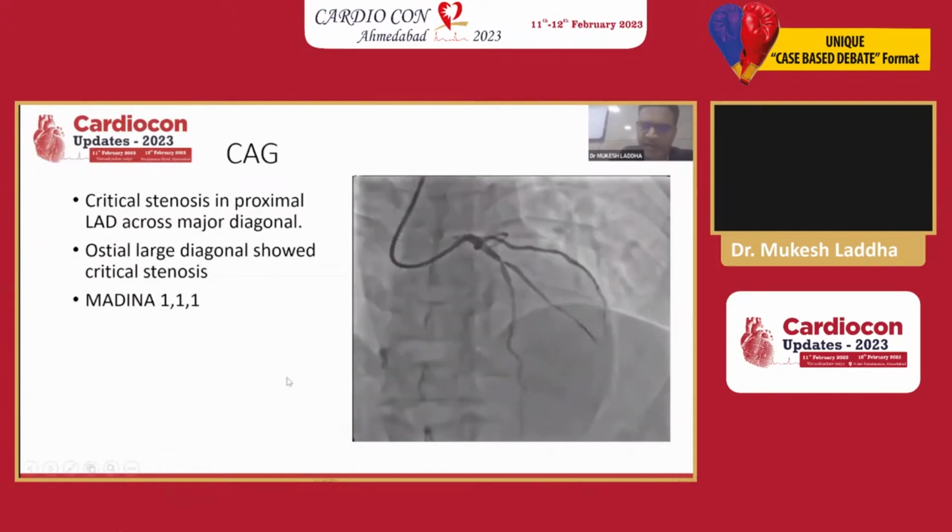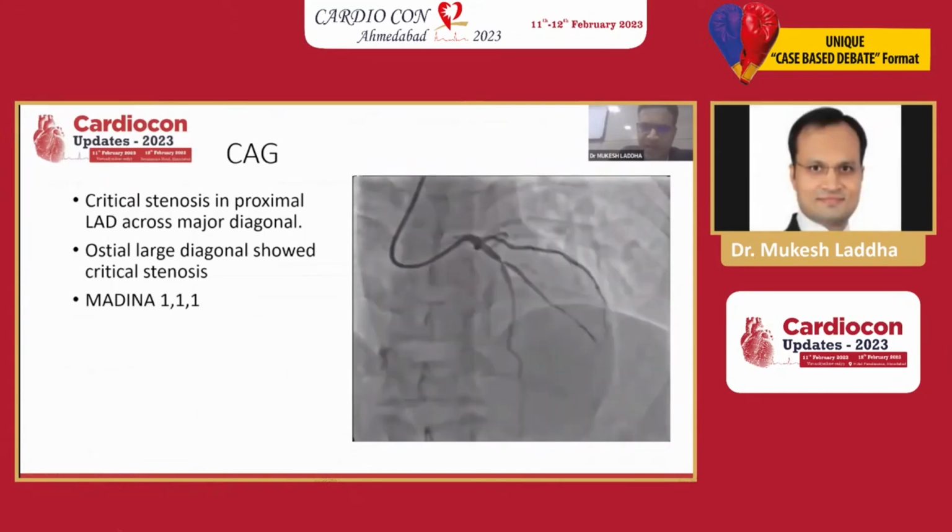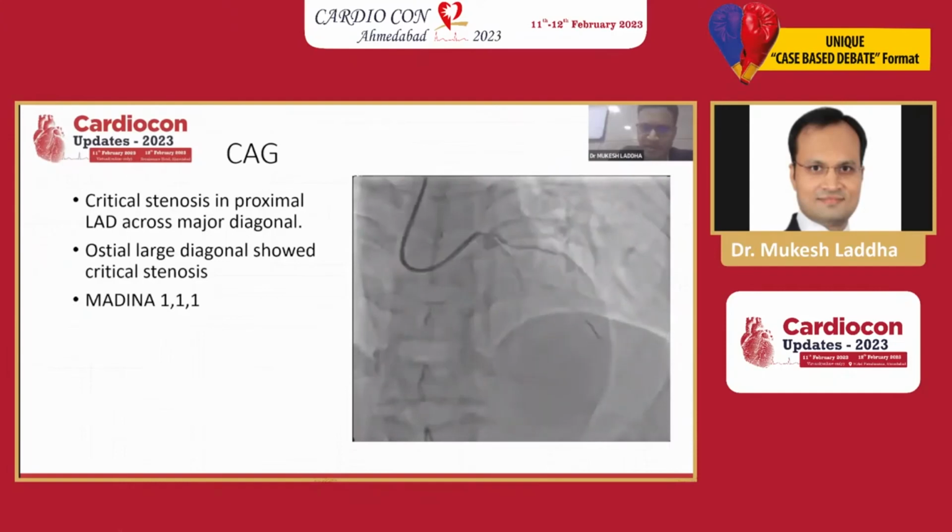there is very critical stenosis in the proximal LAD across the diagonal, and the ostial diagonal was also very tight. So I can say, according to the Medina classification, it is a 1-1-1 kind of bifurcation lesion. Other vessels like RCA and circumflex were normal.